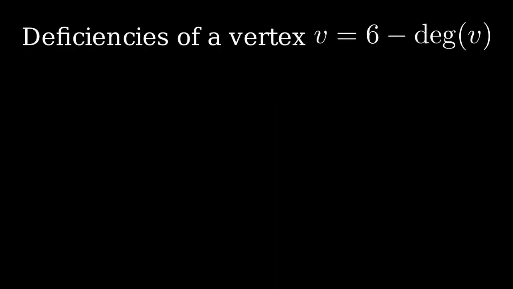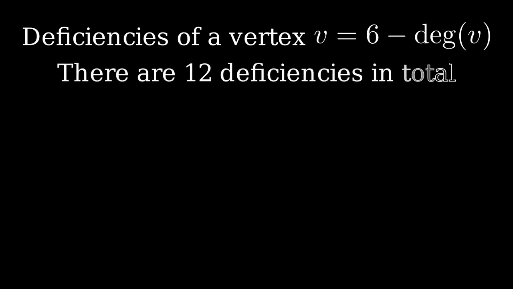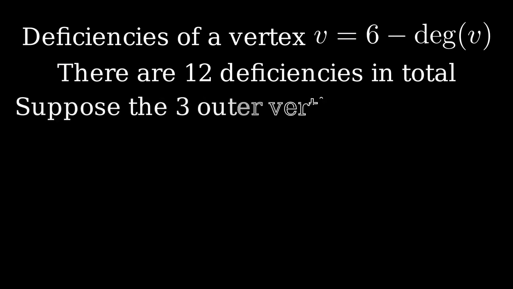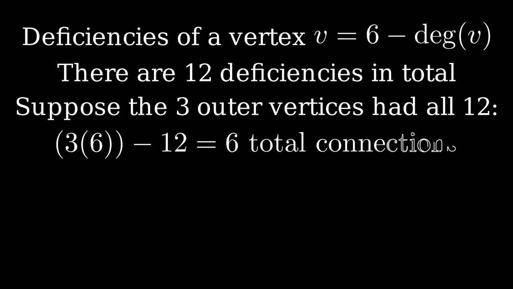How do we know that one of those vertices is on the inside? Define the deficiencies of a vertex as 6 minus its degree. We have a total of 12 deficiencies to spread over all the vertices of G1. Suppose all 12 of those deficiencies were taken up by the 3 outer vertices. That means that among those 3 vertices, there would be 3 times 6 minus 12 total connections, which is 6.